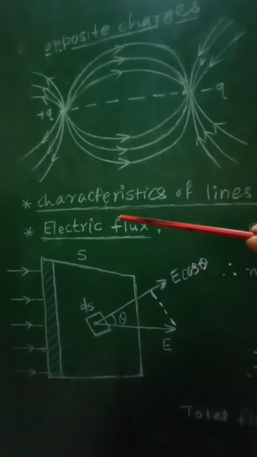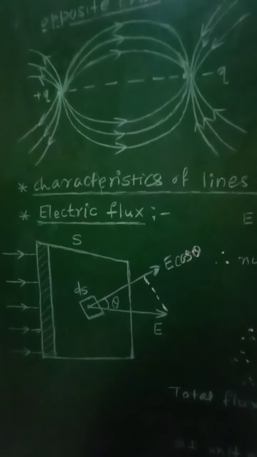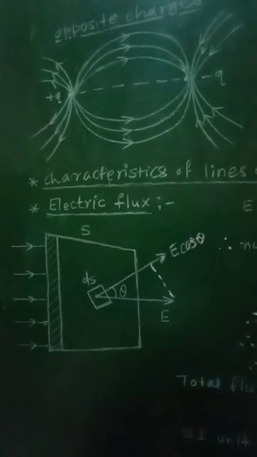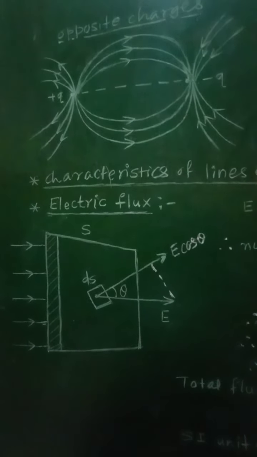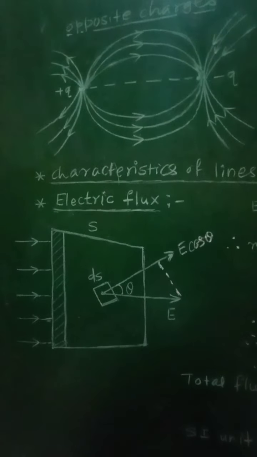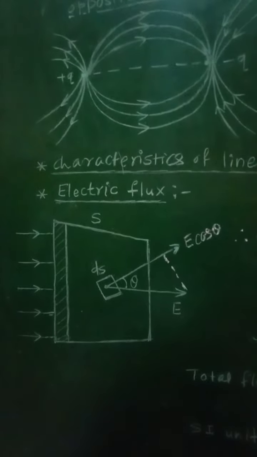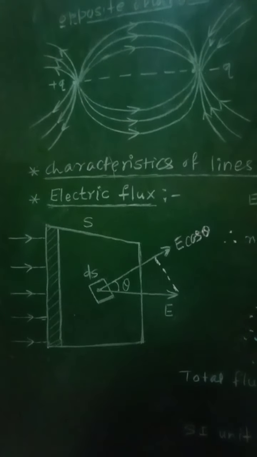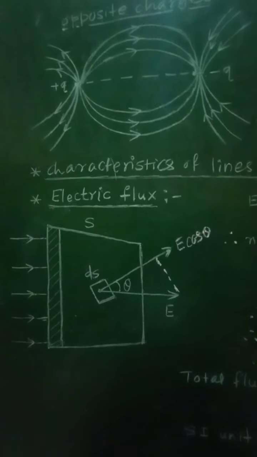And now let us see the next term, that is electric flux. What is electric flux? We know that the number of lines of force per unit area is called the electric field intensity of that electric field.